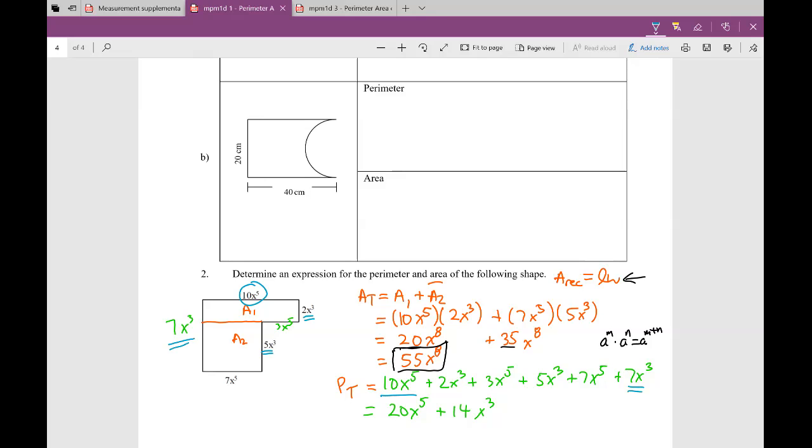Add up all the like terms, 10x to the 5 plus 3x to the 5 plus 7x to the 5. And again, when adding or collecting like terms, we simply add or subtract the coefficients. So 10 plus 3 plus 7 is 20x to the 5. And the other like terms are the 2x cubed plus the 5x cubed plus the 7x cubed. And we get 14x cubed. So this is the final answer.